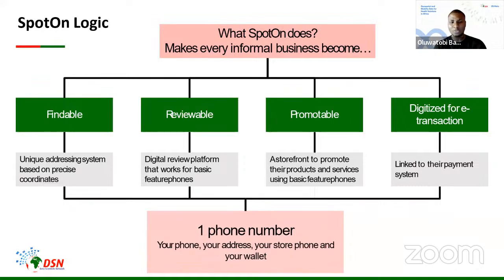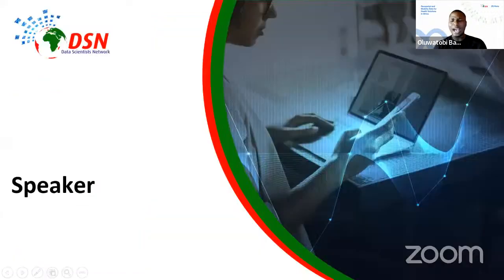We create a reviewable platform that works for basic feature phones, because these people don't have high-end phones. They don't have the iPhones, they don't have the high-end Androids. We create those solutions, and you understand, so how do we put all those together?